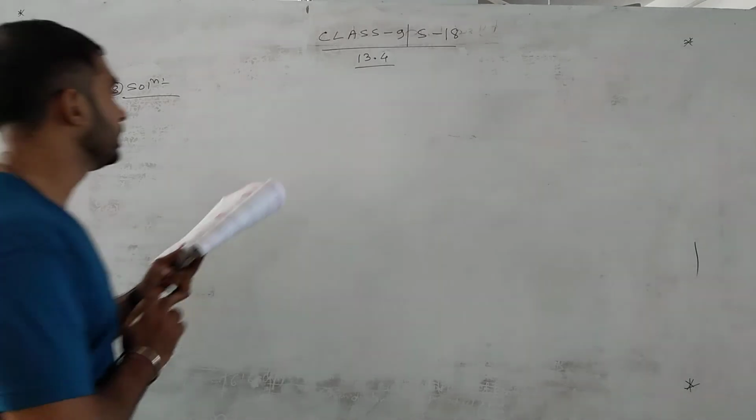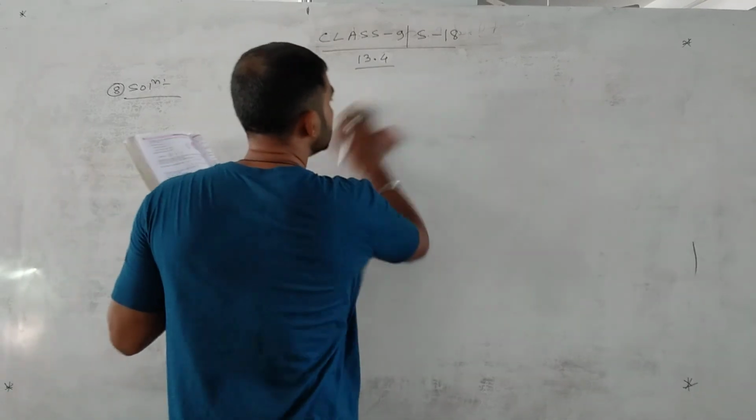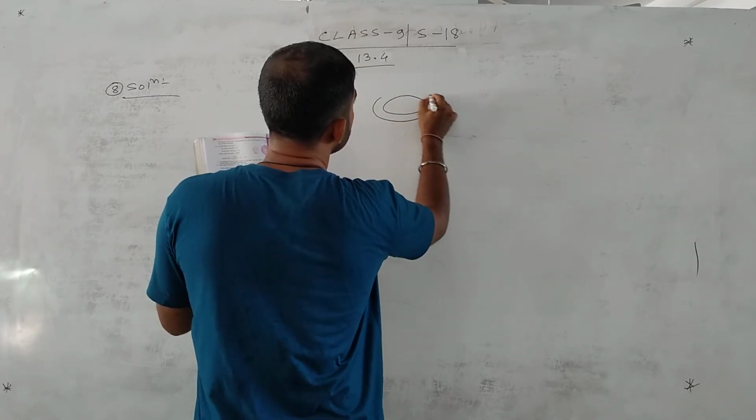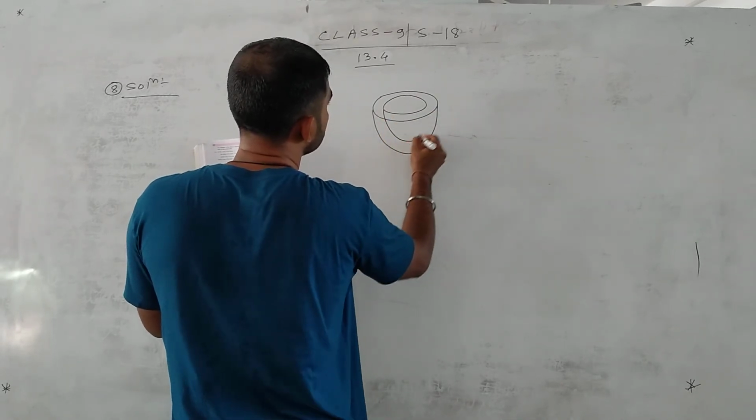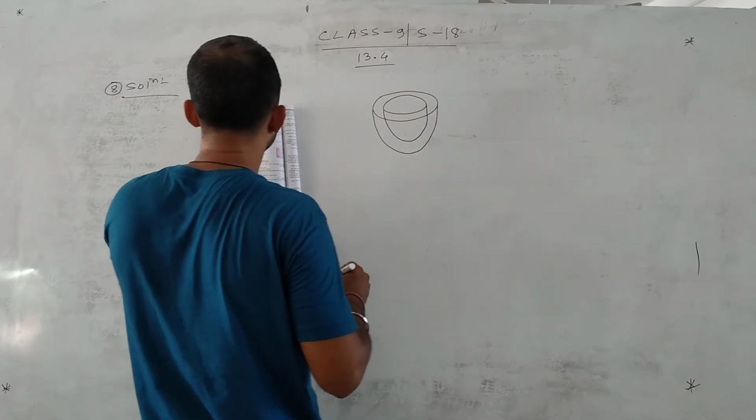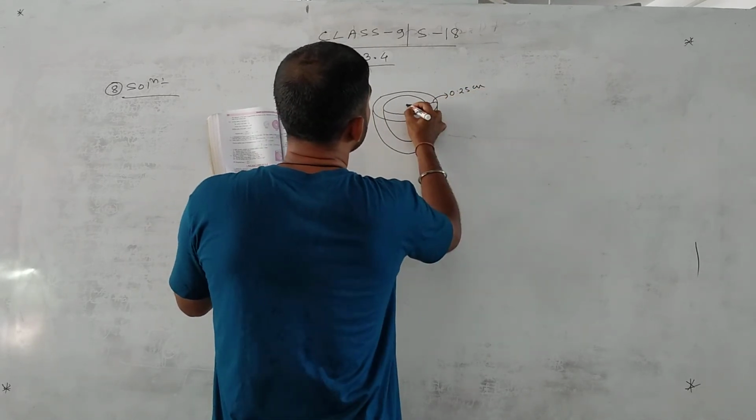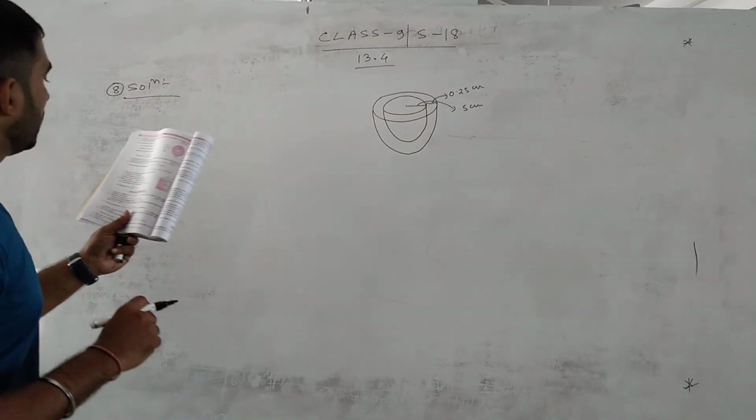A spherical bowl is made of steel of 0.25 centimeter thickness. The inner radius is 5 centimeter. Find the outer curved surface area. Okay, now here a spherical bowl is given in the diagram. The thickness is given as 0.25 cm and the inner radius is 5 cm. We have to find the outer curved surface area here.